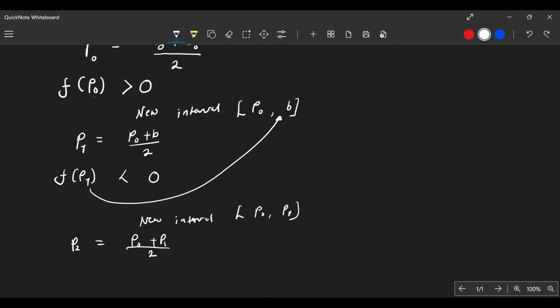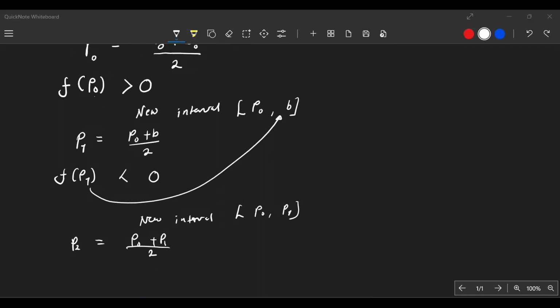So for you guys to understand this, I am going to look at one example. I'm sure one example will make you understand what is actually going on here. So this is example number 1.